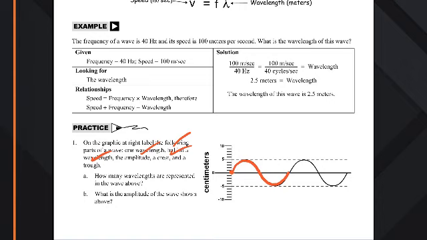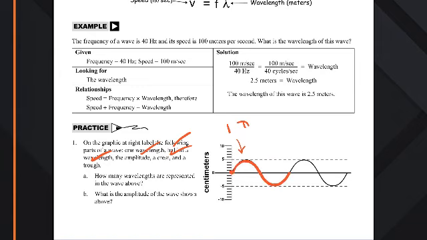All right, so you have to label each one of these. I'm going to put right here, one wavelength. All right, so one wavelength is that orange. Once you have those labeled, it says part A, how many wavelengths are represented in this particular diagram? Well, if this is one wavelength, how many wavelengths do we have?